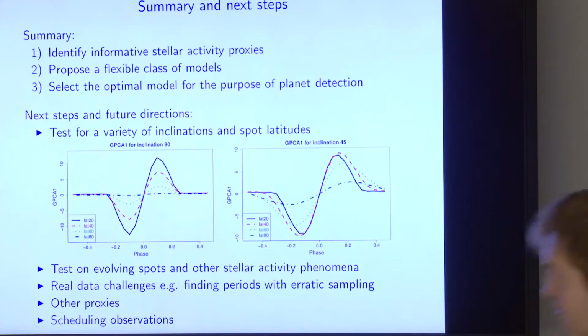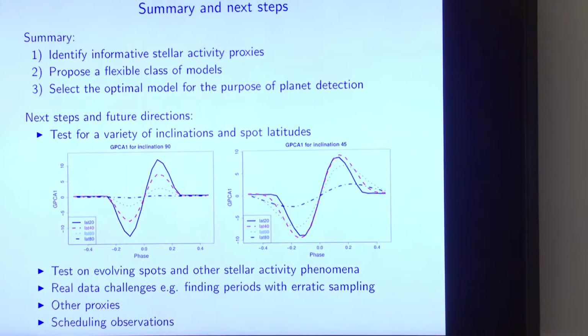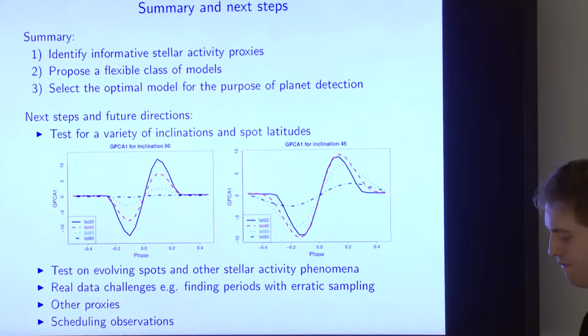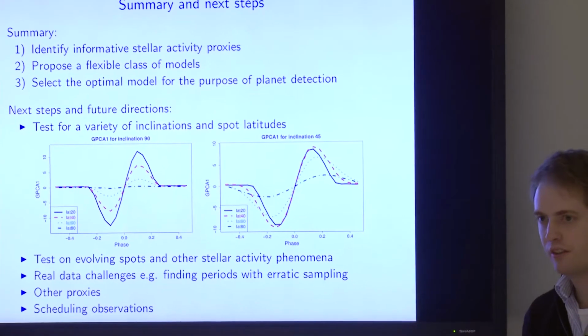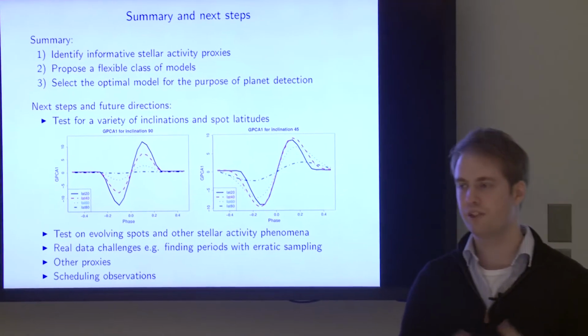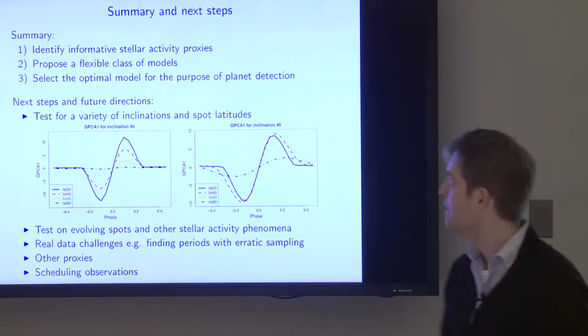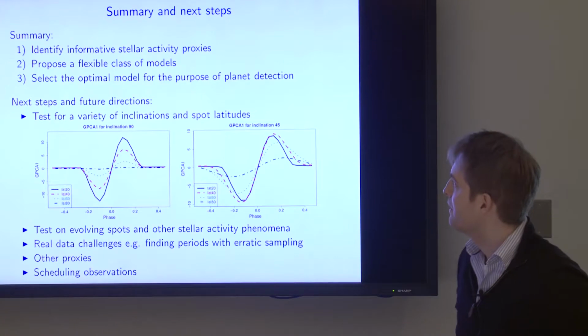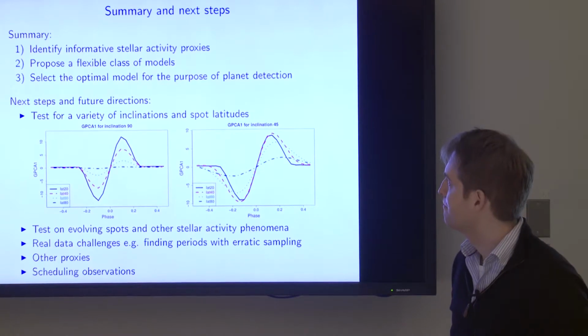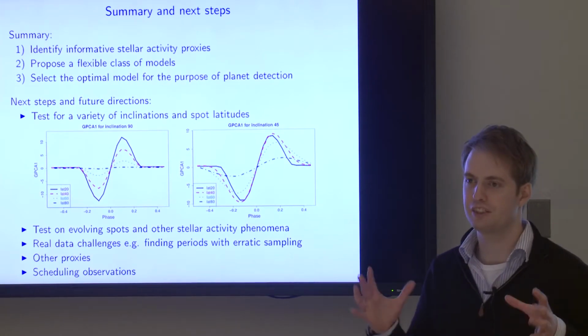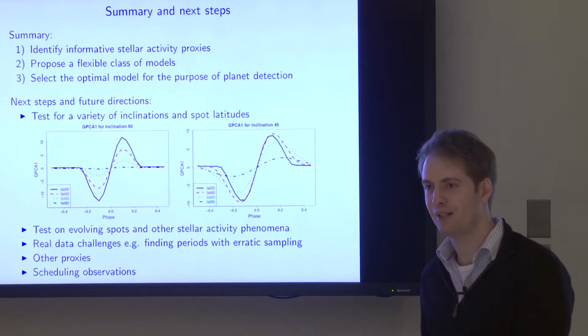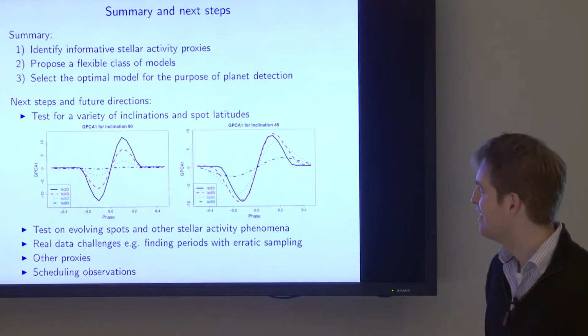So just to wrap up, what I've talked about is that we've come up with some new stellar activity proxies by doing dimension reduction techniques on the spectrum that we observed. And then we've talked about this class of models and trying to choose the best one based on this criterion of trying to detect a planet, which is what we're really trying to do.